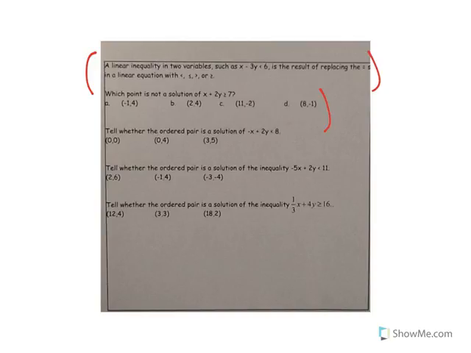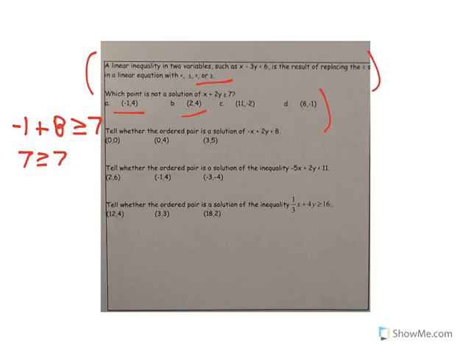Which point is not a solution of x plus 2y is greater than or equal to 7? What we're going to do is plug in the x coordinate, which in the first one is -1, plus 2 times 4, which is 8, because I'm plugging it into this inequality. Is that greater than or equal to 7? Yes, this is 7, which is greater than or equal to 7, so it is a solution.